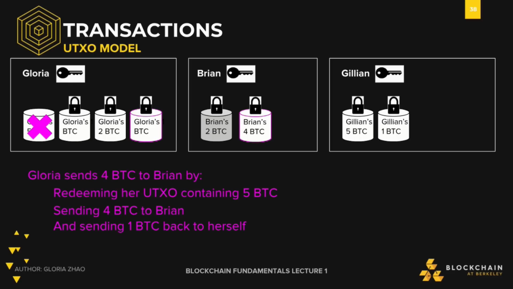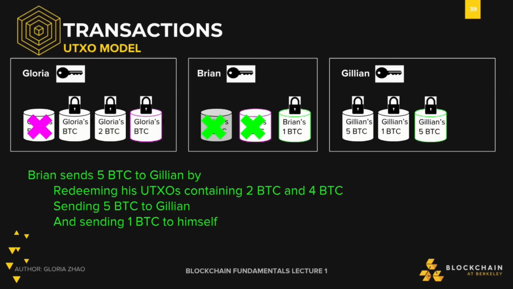Okay. Just to drive the point home, we're going to do another transaction. So Brian wants to send 5 Bitcoin to Jillian. So he uses 2 UTXOs, he smashes both of them, and he sends 5 to Jillian and 1 to himself. So there was 6 Bitcoins in the input and 6 Bitcoins in the output. We use the same amount of Bitcoins. No Bitcoins were created, no Bitcoins were destroyed. It's the same amount, it's just now owned by different people and in different UTXOs.